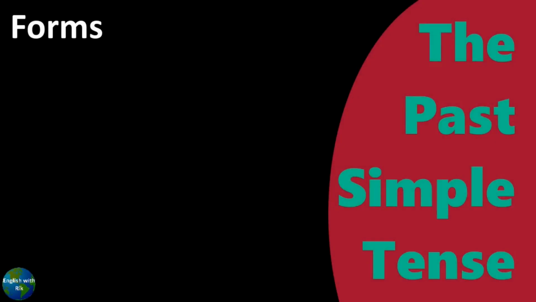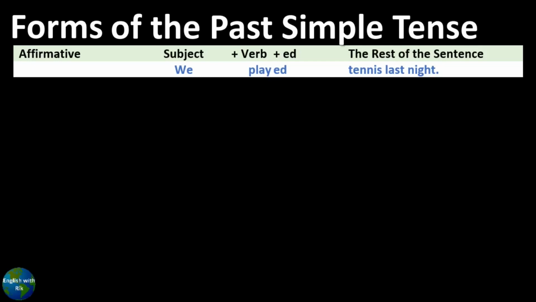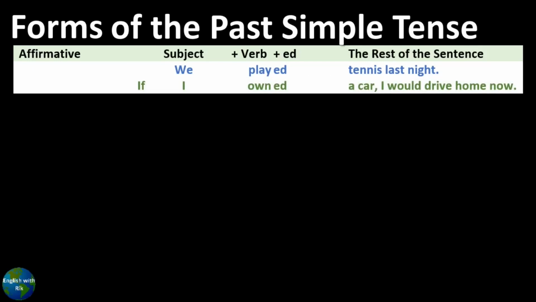The forms of the past simple tense are, first, the affirmative. You could tell it's the affirmative when you see a subject followed by the verb, and the verb normally has an ed ending. That's the form. In the sentence, we played tennis last night, it's about something that happened in the past. In the sentence, if I owned a car, I would drive home now, it's something unlikely to happen in the present. The first part of that sentence is, if I owned a car, I probably won't suddenly own a car.